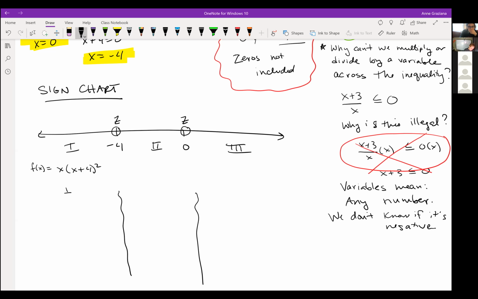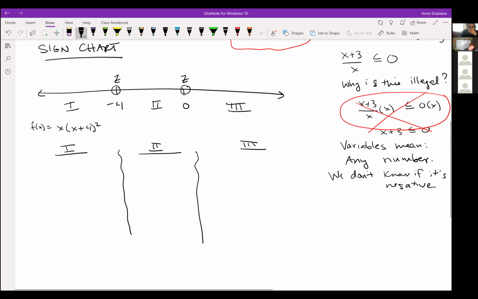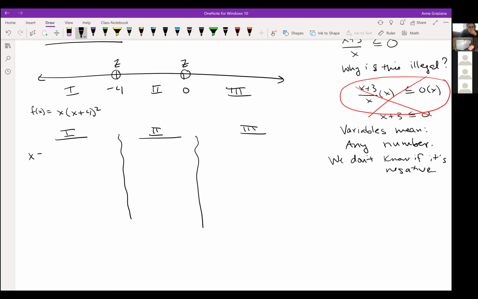And in region 1, I have region 1, region 2, and then region 3. Now, what do we want to pick? What's a number we can pick in region 1 to check? -5. Yeah. And in region 2, how about -1? In region 3, 1. Okay.